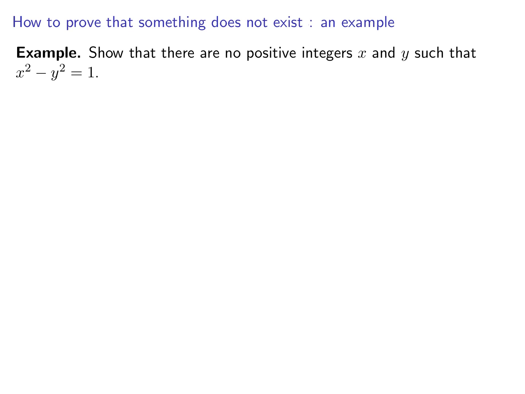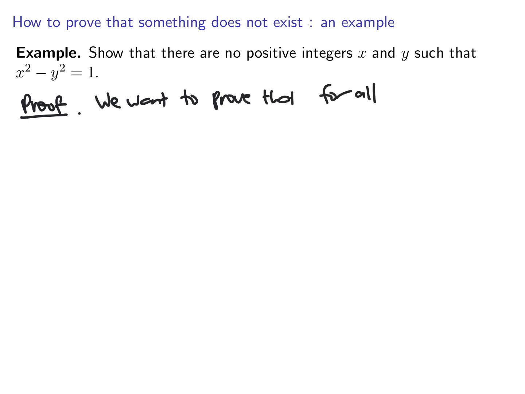I'm going to close this video with an example of how to prove that something does not exist. Let's read what we are required to prove. Show that there are no positive integers x and y such that x squared minus y squared is equal to 1. So really what we want to show here is that for all x, y positive integers, I'm going to use Z plus as shorthand for that, x squared minus y squared equals 1 does not hold.